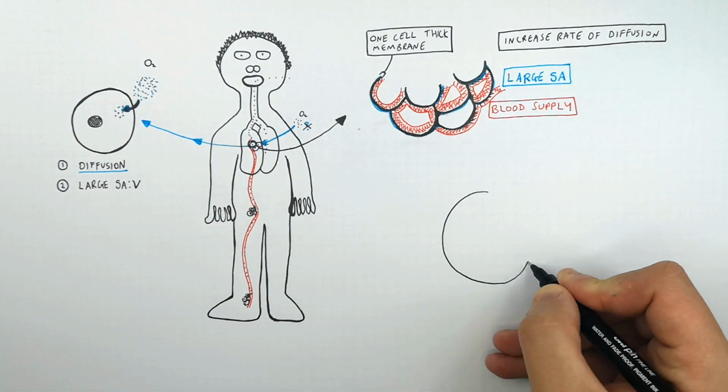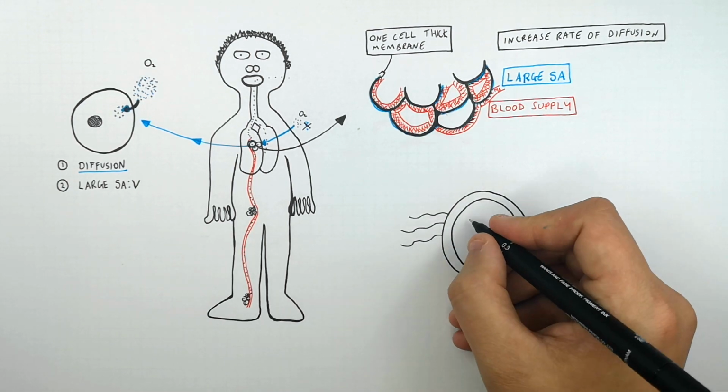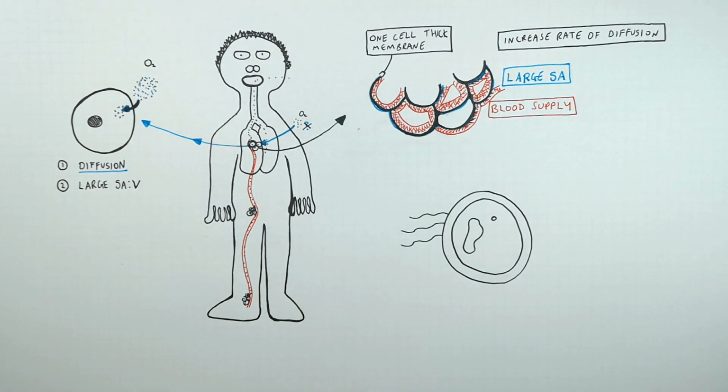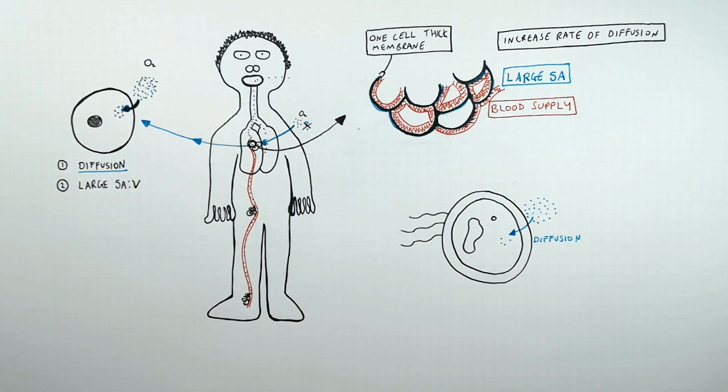What I'm drawing here is a bacterial cell. Bacterial cells have a very large surface area to volume ratio. So they can rely on diffusion for the supply of oxygen and other substances. This is because they've got a large surface area compared to their volume, which means they can absorb enough substances via diffusion, and they don't need a circulatory system.